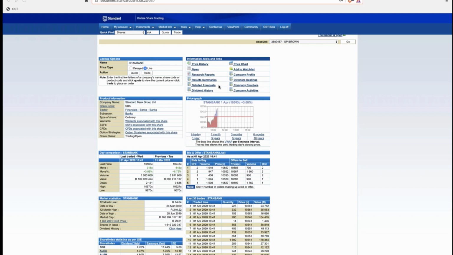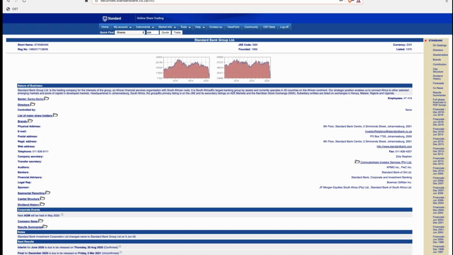Excuse me. We've touched on the others: price chart, watch list, director dealings, directors, and the company activities. We then go to the company profile page. The company profile is going to tell you a bunch of things. It's going to tell you the reg number, when they were founded, when they were listed. Now, in the case of Standard Bank, they were founded in 1969. Standard Bank's marketing would tell you they were founded in the 1800s.